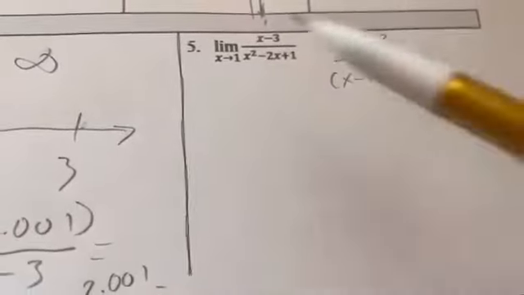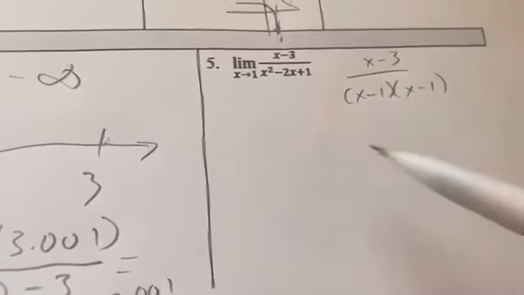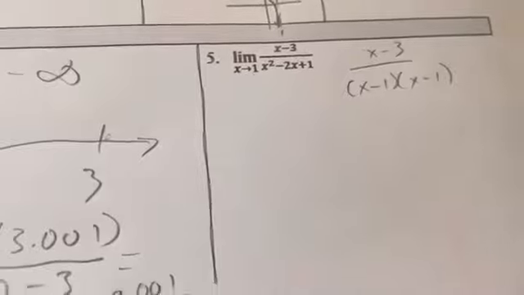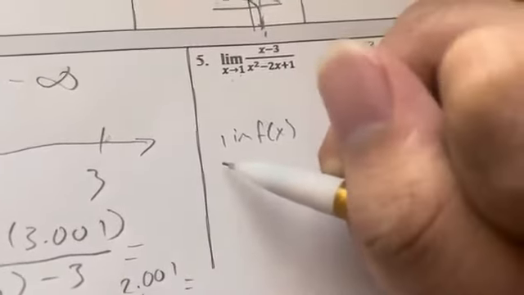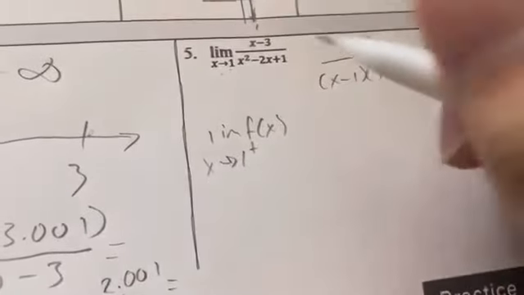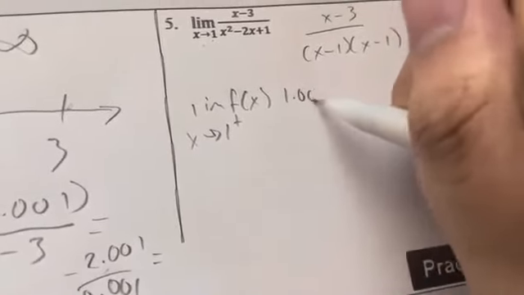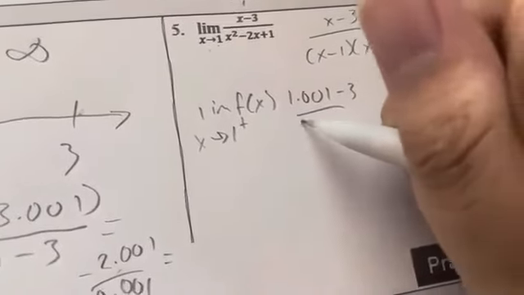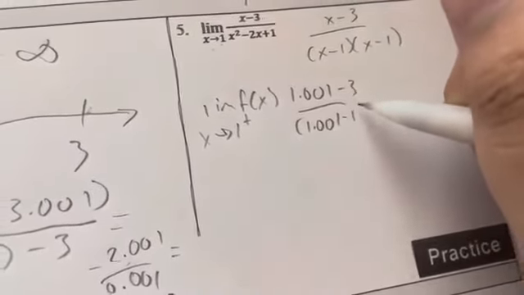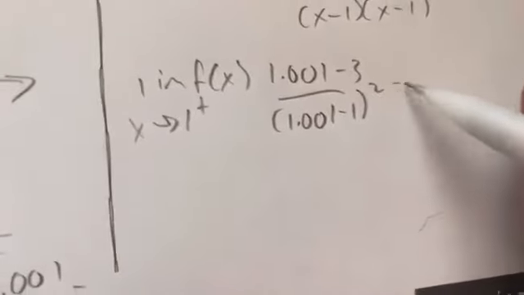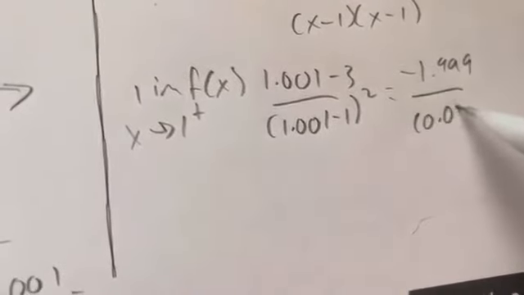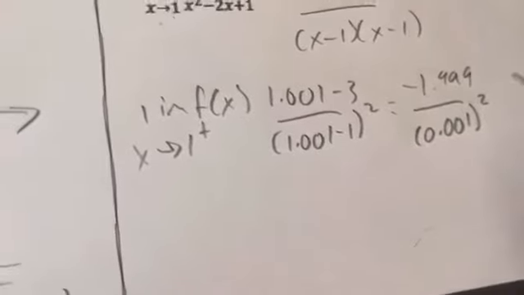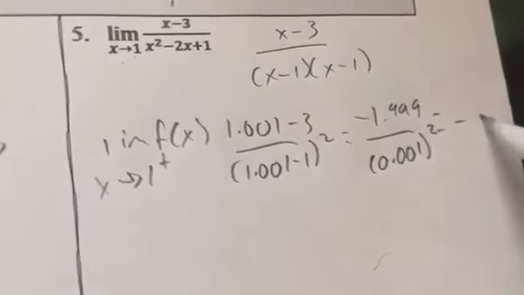Right here, we're going to do the same thing. First, we want to factor the equation. Then, since this is asking for both sides, we're going to have to do both instead of just one side like we did here. So we have to check both sides. Limit as x approaches 1 from the right, we're going to go with 1.001 minus 3 over 1.001 minus 1 squared. And this is about negative 1.999 over 0.001 squared, which is a negative, so we know that it's negative infinity.